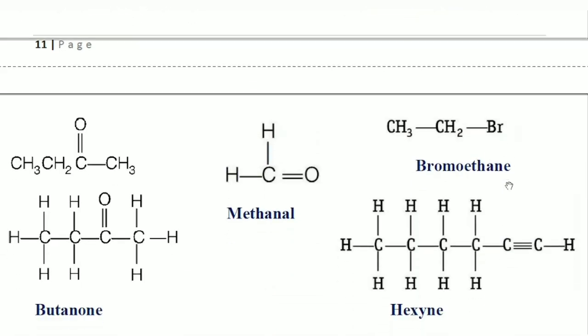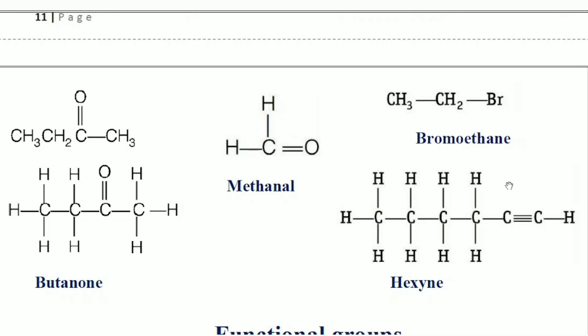See, one means there is a presence of ketone group. So here methanal. Methanal means there is a presence of the aldehyde group. Al is present. Here hexane is there. Then bromoethane. Bromoethane, because there is a single bond, so the suffix will always be ane only.